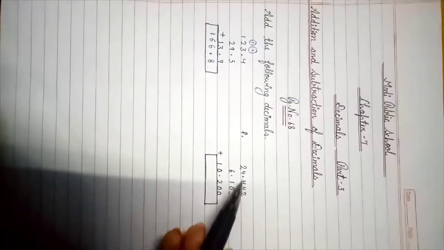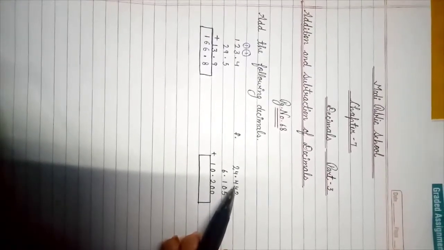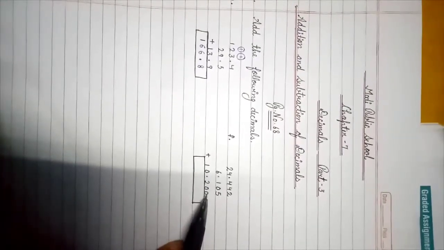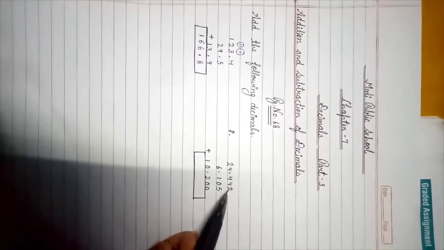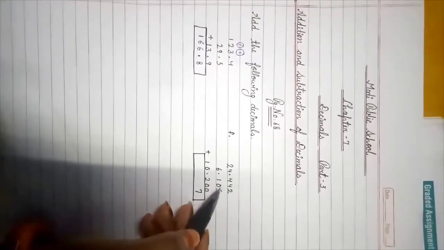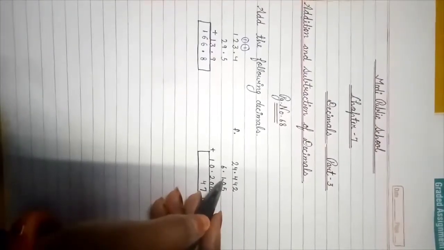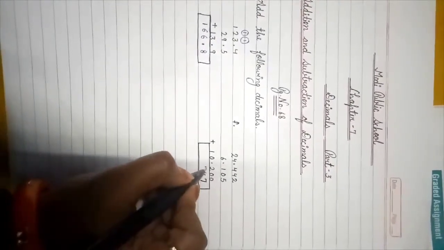Let us now see F part of it. Here the numbers are 24.442, 6.105, 10.200. Let us add now. Again we will start from this place. This is 5 plus 2, 5 plus 2 is 7. 7 plus 0 is 7. We'll write here. Now 4 plus 0 is 4. Again 4 plus 0 is 4. 4 plus 1 is 5. 5 plus 2 is 7.